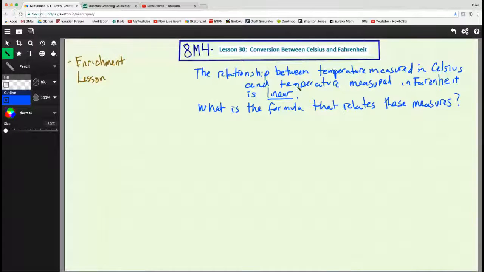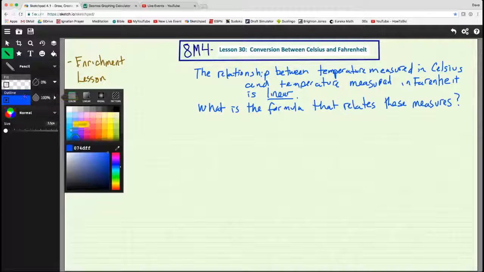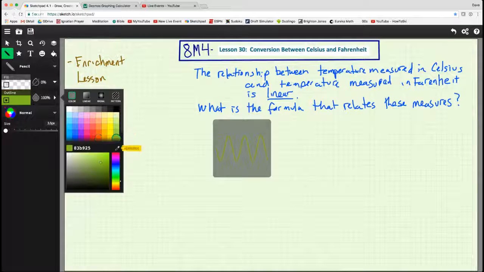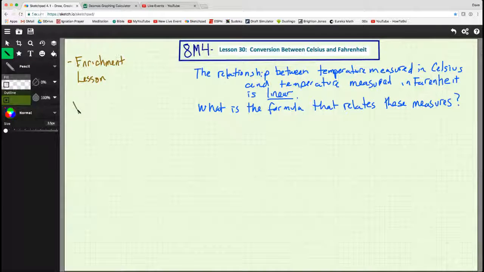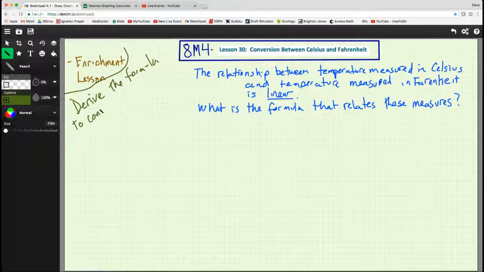We're going to derive, so what we're going to do today, and watch this. Let's write it in green. We're going to not only talk about the conversion, but we're going to derive the formula to convert Fahrenheit to Celsius and Celsius to Fahrenheit.